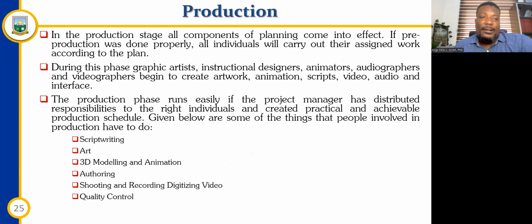For production itself, it also deals with these ones. Of course, in the production stage, all the components of the planning, which we talked about, we now put into effect. And the production phase usually runs easily if the project manager has distributed responsibility to the right people to work on each particular task at any point in time. And usually below are some of the things that the people who are involved in the production do.